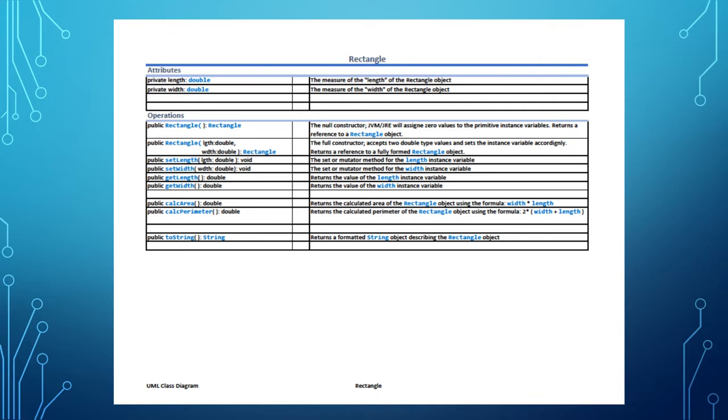Then we have our toString method. We should always include a toString, whether it's in the UML or not. toStrings are beautiful, very, very useful things. I always include them in my UML. So that's a rundown on the UML we'll be using.